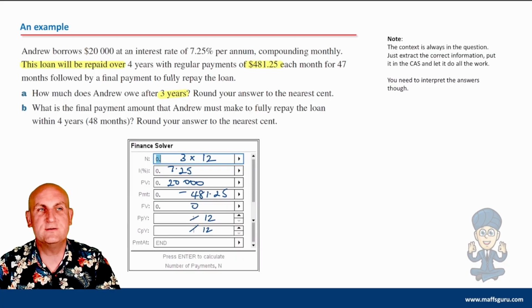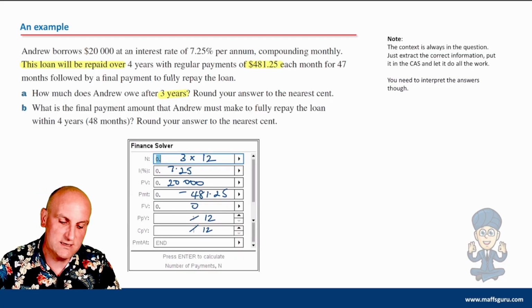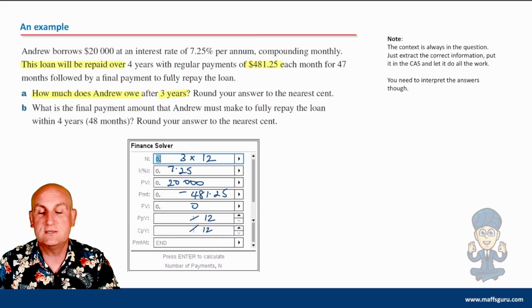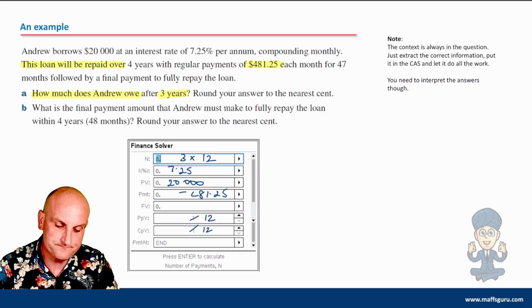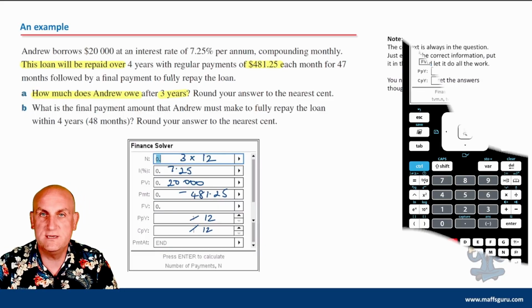But now the question changes, and it basically goes, how much does Andrew owe? That is code for what's the future value. So now suddenly for part A, I don't know my future value. So I've got all my information here. What am I going to do?